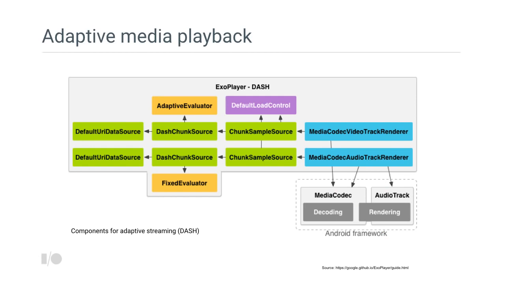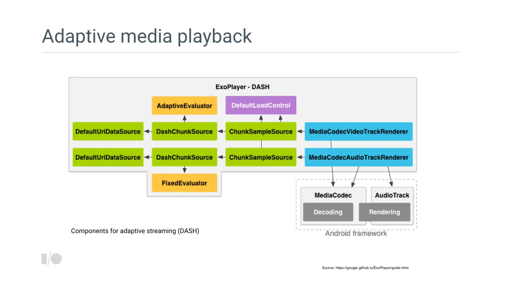So the next diagram shows the same object model for adaptive media playback. The difference here is that the video player has to pick the quality of the video chunks. So again, on the very right, we have those blue boxes. It's the media codec video track renderer and the audio track renderer, which does the rendering at the end. Those two now are dependent on a chunk sample source, and the chunk sample source itself depends on a dash chunk source.